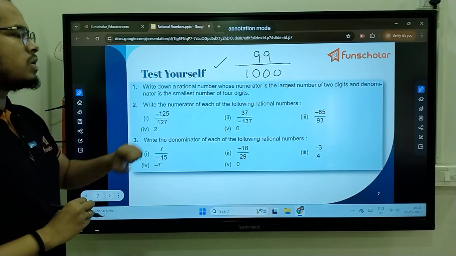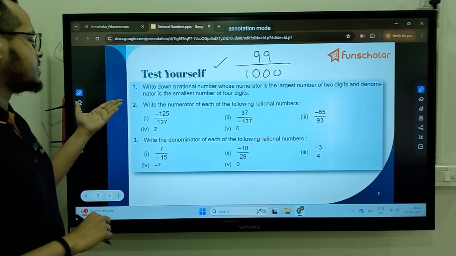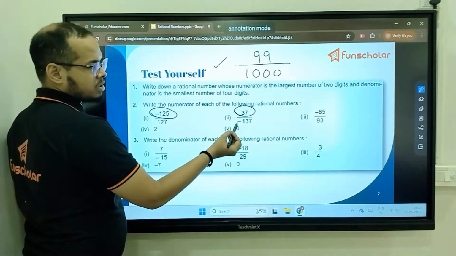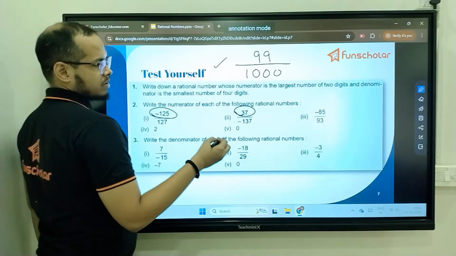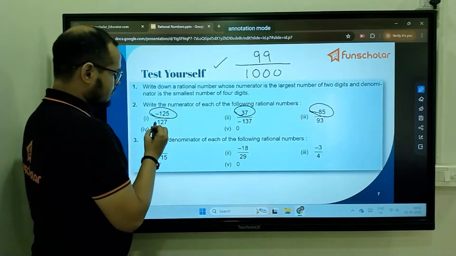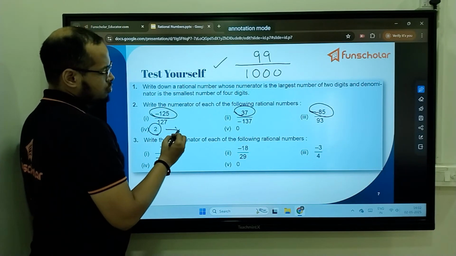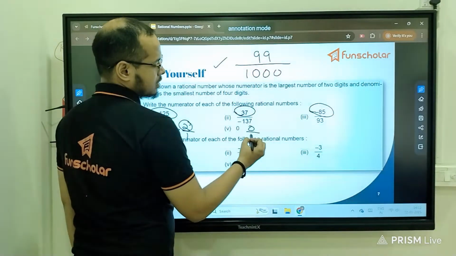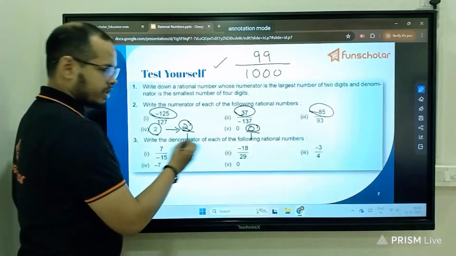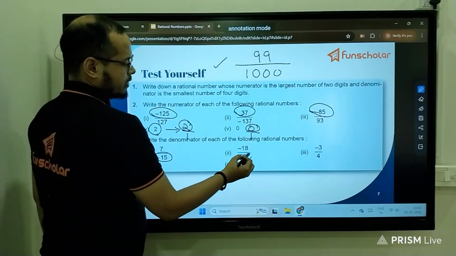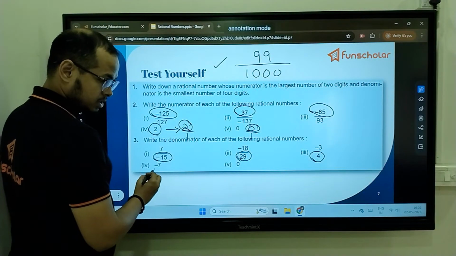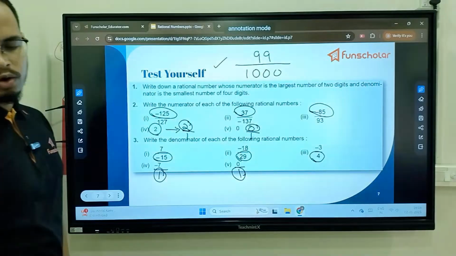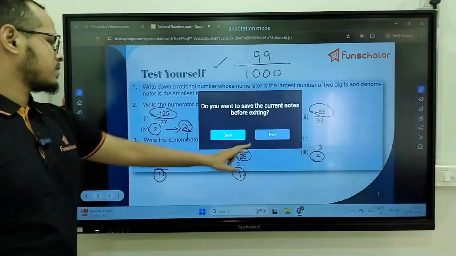Second one, write the numerator of each of the following numbers. It is very easy, guys. First one, numerator minus 125. Second one 37. See, in the denominator minus sign is given, so the answer will be just 37. Third one minus 85. Fourth one 2. See, 2 is nothing but 2 by 1. We have learned that in fractions, right? So this is going to be 2. Then 0, 0 by 1, again the answer is 0. Now, denominators: minus 15, 29, 4, minus 7, and 2 by 1, so the answer is 1 here. 0 by 1, again 1 here. I hope you understood.